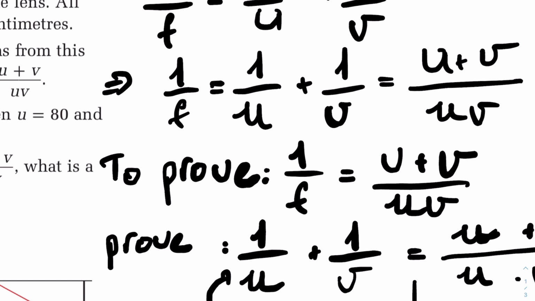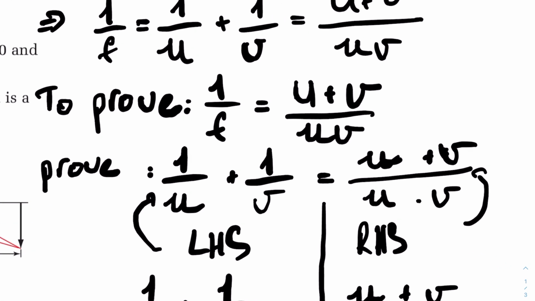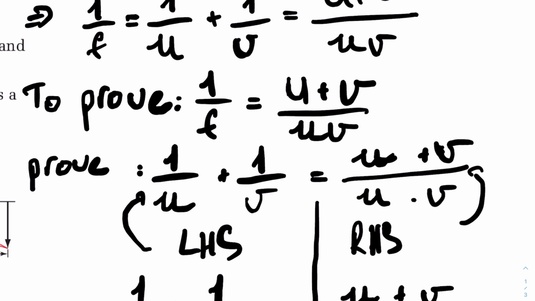1 over f equals (u plus v) over (u times v) by using 1 over u plus 1 over v equals (u plus v) over (u times v), and apply the knowledge we have learned in the previous chapter, adding rational expressions. So now we need to prove 1 over u plus 1 over v equals (u plus v) over (u times v).